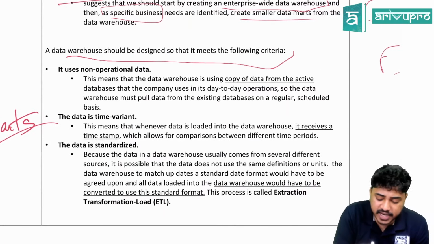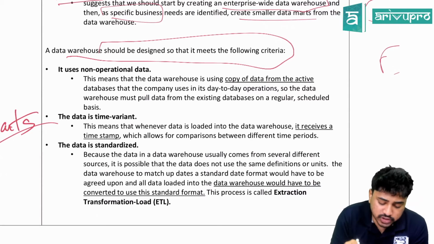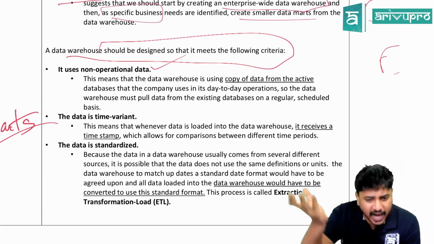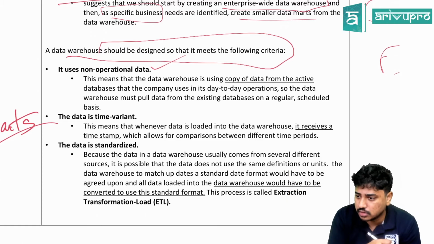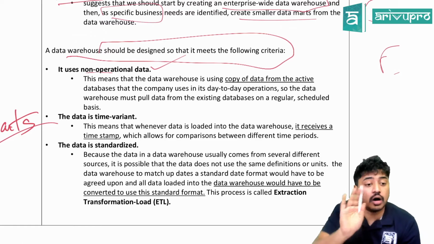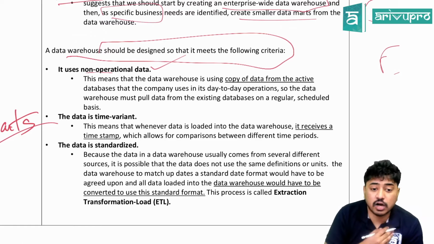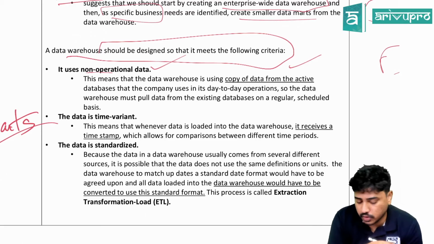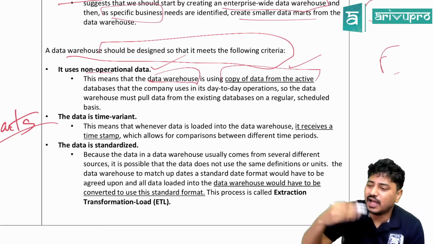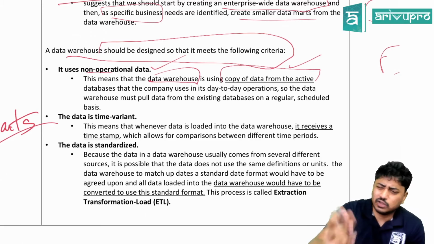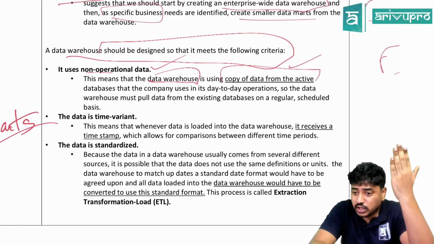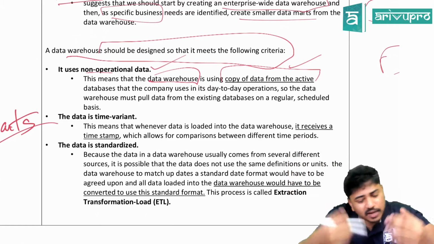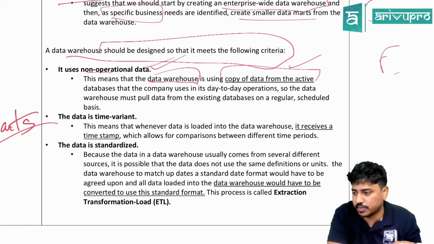Now, a data warehouse should be designed to meet the following criteria. It uses non-operational data. Would you go and put active data in a data warehouse? No, it will normally contain non-operational data, a copy of data from the active database. That means the data warehouse uses a copy of active data. There are different ways. One example I told you: 2020-22 becomes old data, you can transfer it, or you can take a backup also. A data warehouse can be created for any purpose, but normally they take only non-operational data and put it.